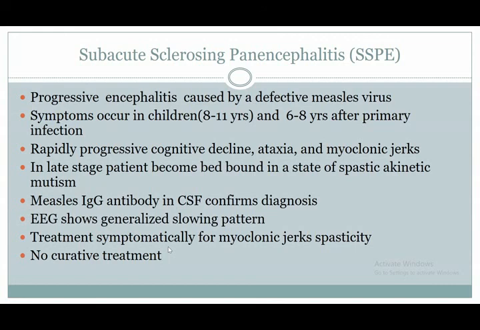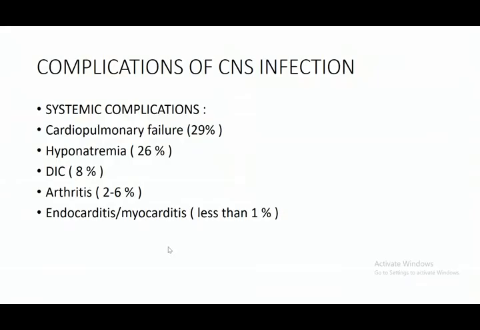Measles IgG antibodies in CSF usually confirm the diagnosis. EEG shows a generalized slowing pattern, and treatment is basically symptomatic for the epilepsy. Otherwise, there's no curative treatment.